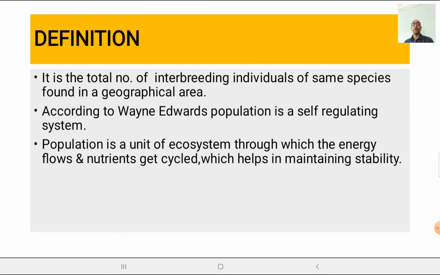The population is the unit of the ecosystem through which energy flows and nutrients get cycled, and all these events help in maintaining the stability of the ecosystem. You have come across the term ecosystem, so I need not explain what an ecosystem is. So, this is what a population is: the collection of interbreeding individuals of the same species found in a geographical area.